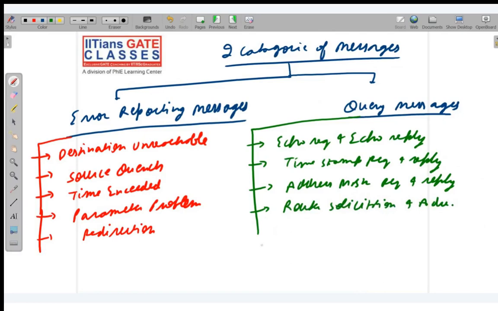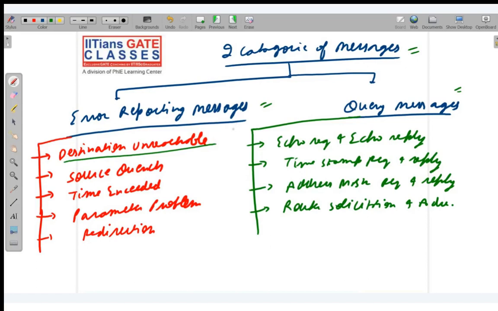So these are the important messages. There are two categories of messages: error reporting and query messages. One by one we will study them, and we will not go into the format again and again, like how the destination unreachable message is given and so on. We are not interested in that. I will just tell you theory, one or two lines which are important for GATE. That is more than sufficient. Take the snapshot. I will jump to the next slide.